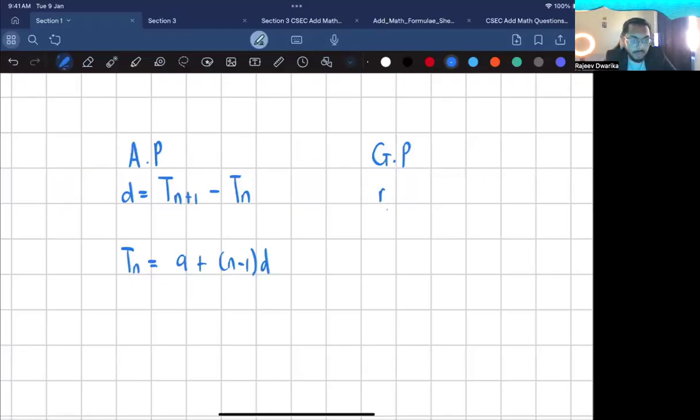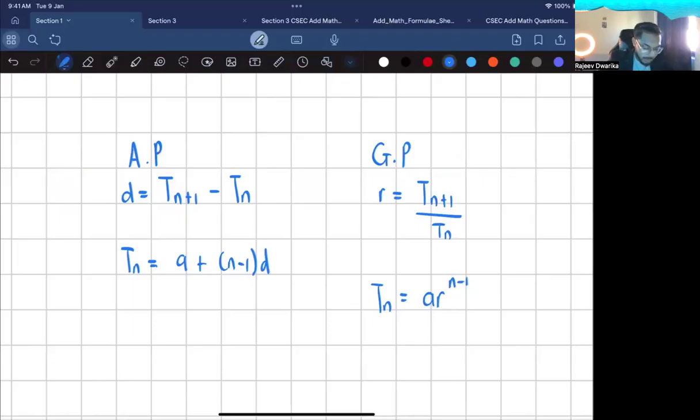Because Kira, in a GP the terms are linked together via multiplication. A quick example is 2, 10, 50. To get the next term, I multiply by 5. To figure out the ratio, I would divide 50 by 10, 10 by 2, and so forth. So that'll be Tn plus 1 over Tn. And what's the general formula for a GP? Tn is equal to A R to the power n minus 1.